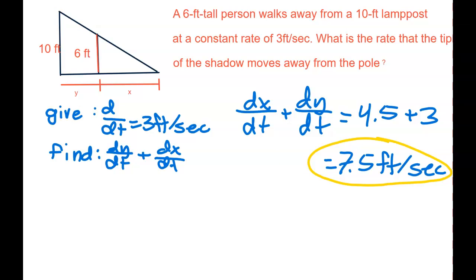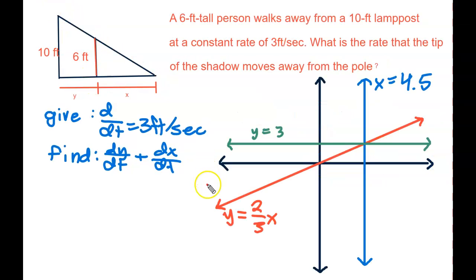Now that we know what dx dt and dy dt are equal to, we can solve for dy dt plus dx dt. And we take those two values, 3 feet per second, which was given to us, plus the 4.5 feet per second that we found. We add those together to equal 7.5 feet per second. And this value is the rate of change that the bottom portion of the triangle changes as the person walks away from the pole.